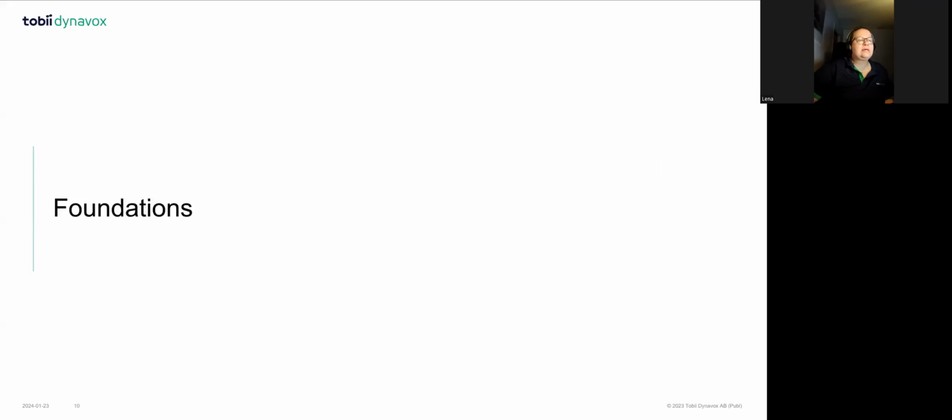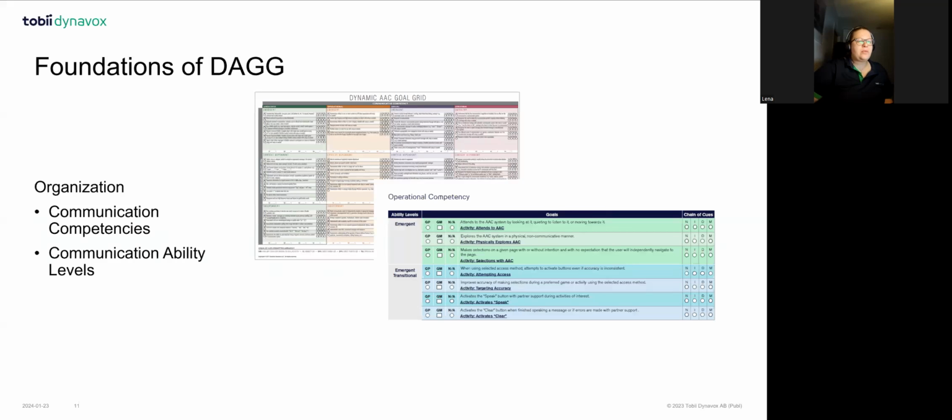If we talk about the clinical foundations, before we get into the updates that have been made to DAGG-3, I would love to make sure that we understand where it comes from clinically. Even though it has been updated over the years, those foundations continued being the same. But I think it's important to note what they are. So the original DAGG was organized around communication competency and communication ability levels. And it stayed with us throughout the years. DAGG-3 still continues to be organized that way.